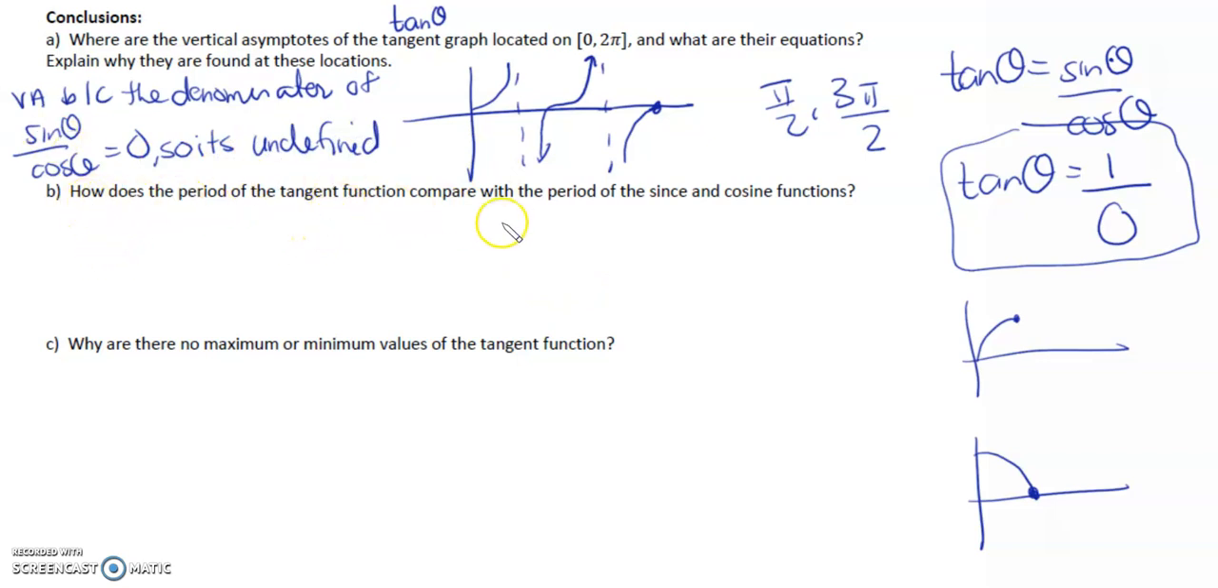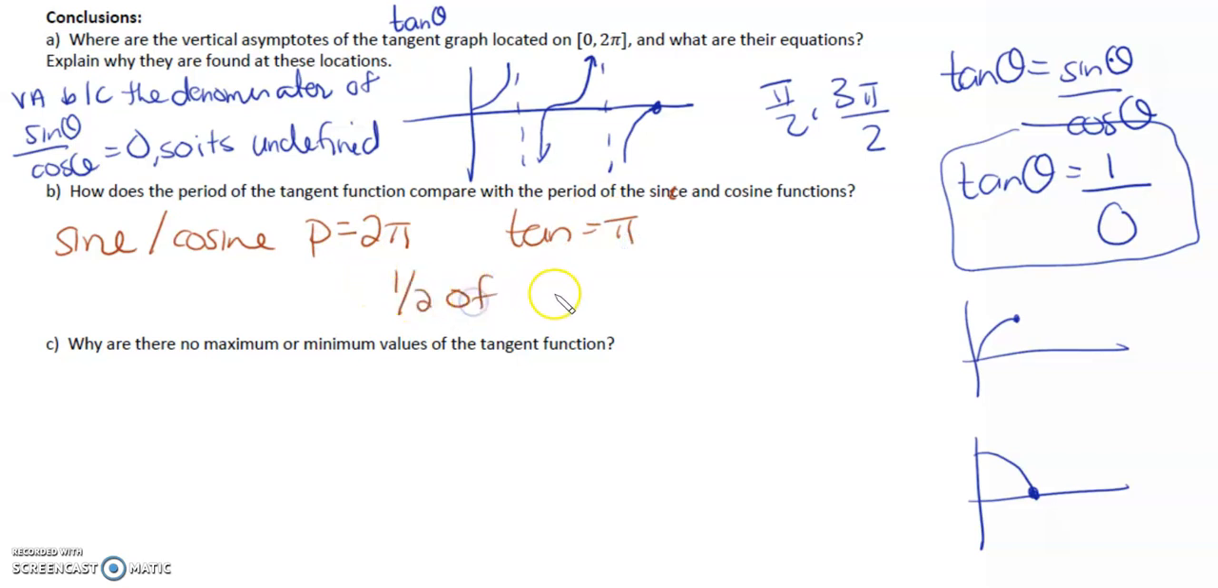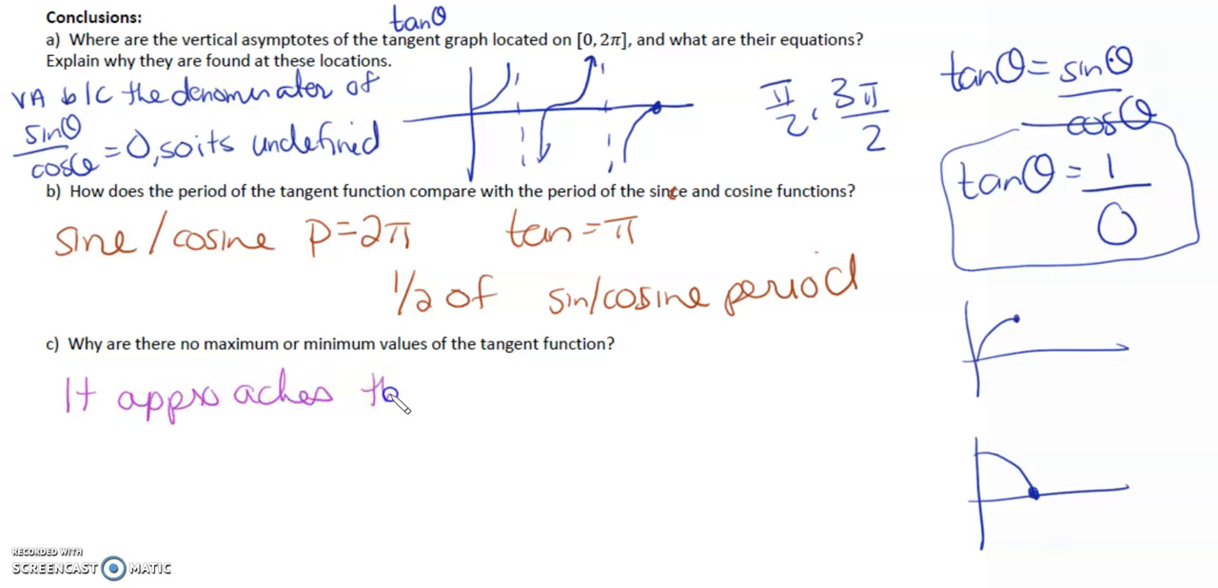How does the period of the tangent function compare with the period of the sine and cosine functions? Sine and cosine functions have a period of 2 pi. Tan has a period of pi, so it's half of the sine and cosine period. And why are there no max or min values of the tangent function? It approaches the vertical asymptote, and approaches infinity or negative infinity.